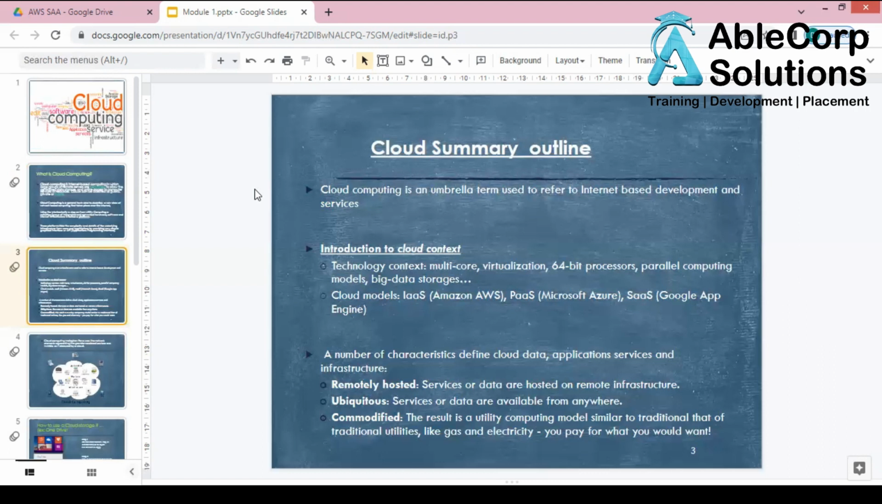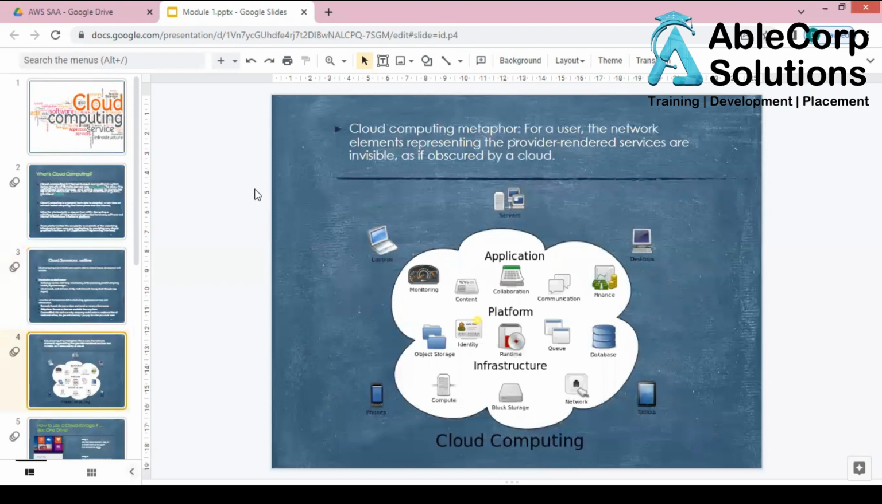Even, let me tell you, with the machines, when we say infrastructure as a service, the infra that we use, definitely you need to have electricity, you need to have a cooling system, because if you run your laptop 24 by 7, it will heat up, or your desktop will heat up.